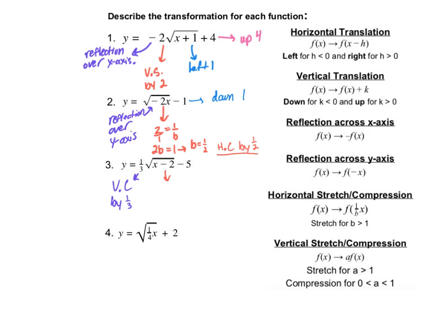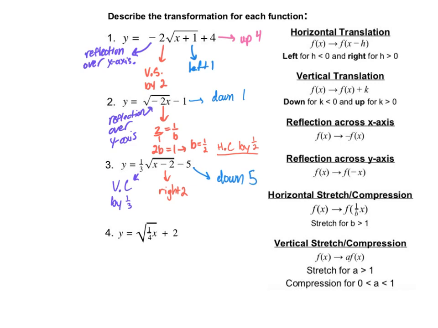On the inside, we see that we are subtracting 2. So since it's inside, we know it's a horizontal shift. The opposite of negative 2, we think positive 2, so right 2. And lastly, negative 5 occurs outside the parent function, so down 5.